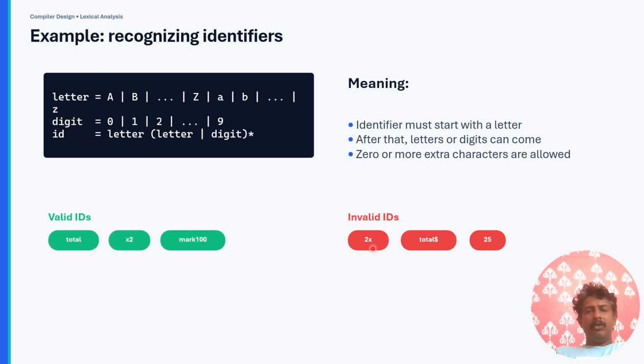But 2x is invalid because it starts with a digit. In total$, the dollar symbol is invalid because it is not allowed in these simple rules. This rule varies based on the programming language. When you take Python, the identifier rule varies. Similarly, for Java, C, C++, each and every programming language has its own rule for creating identifiers that we have to look at.